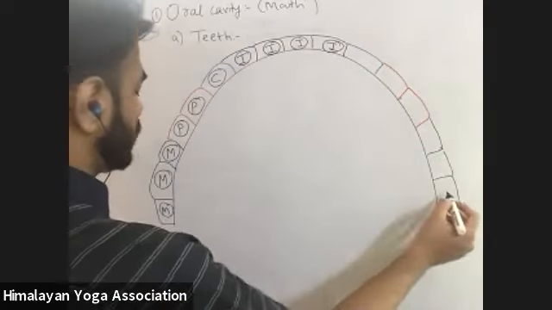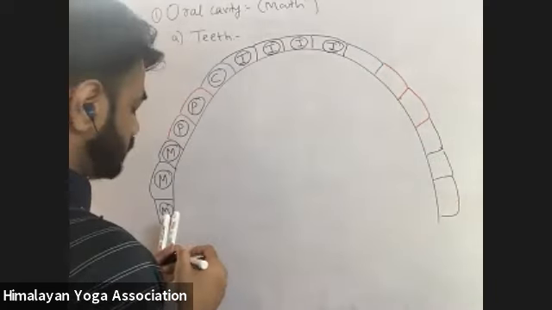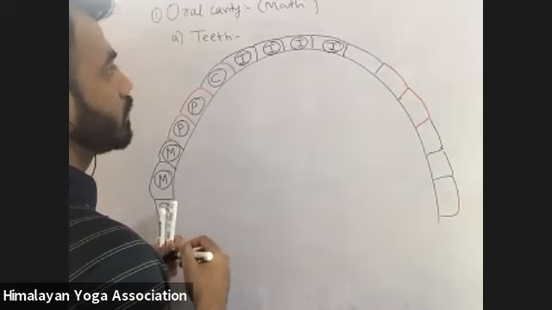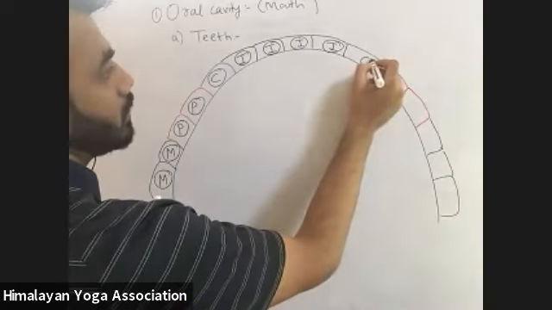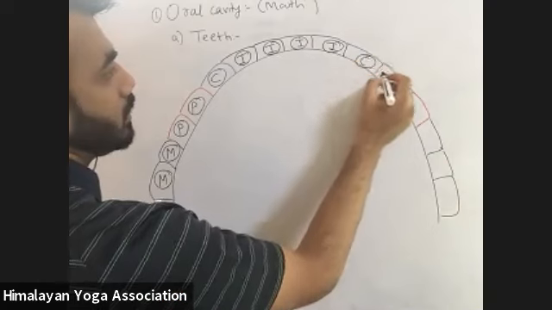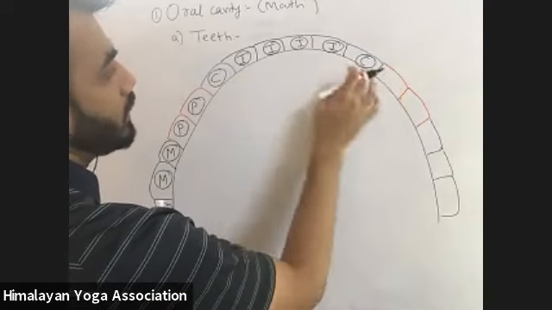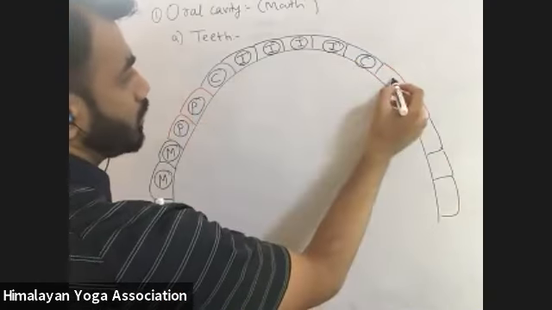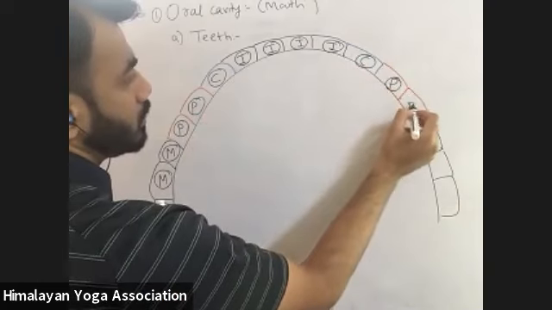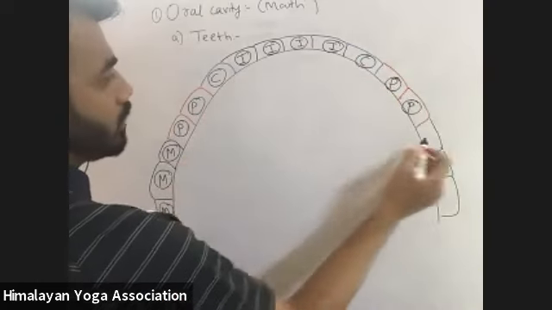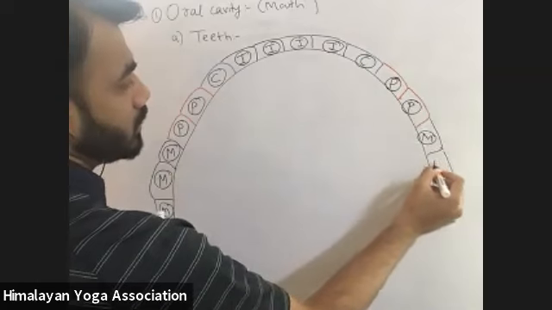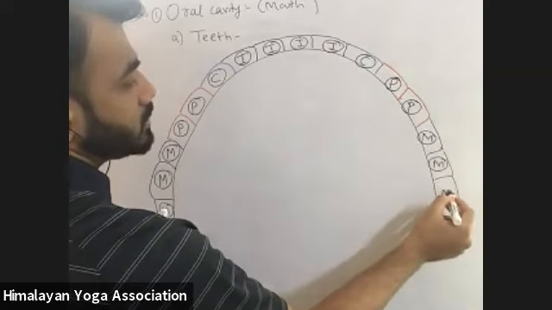So here is the same. See, one canine, one canine, two premolars, two premolars, three molars, three molars. So including the wisdom teeth.